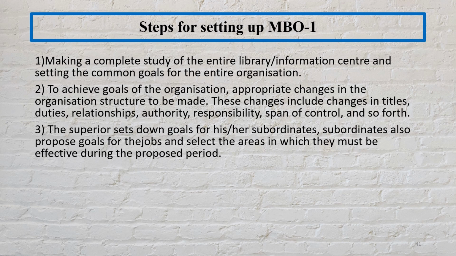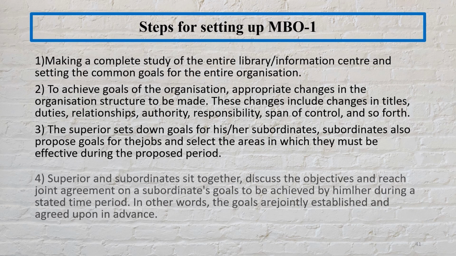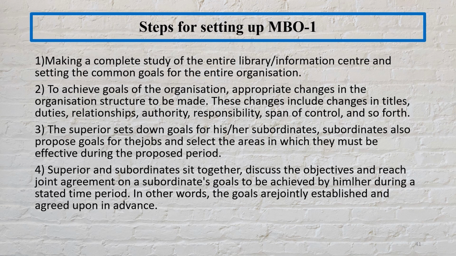The superior sets down goals for his or her subordinates. Subordinates also propose goals for the job and select the areas in which they must be effective during the proposed period. Superior and subordinates sit together, discuss the objectives and reach joint agreement on a subordinate's goal to be achieved by him or her during a stated time period. In other words, the goals are jointly established and agreed upon in advance.